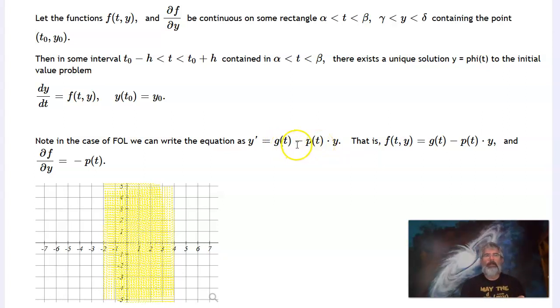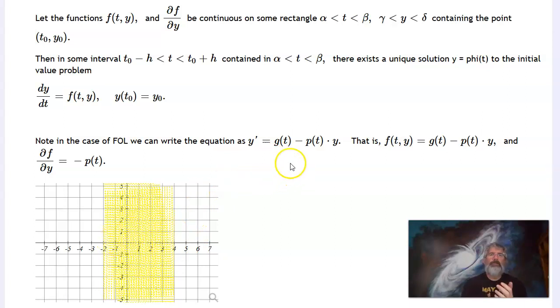So you're looking at something like 3 minus 7y, and the derivative would be whatever the coefficient is in front of the y. So the partial derivative of f with respect to y is just minus p of t. So this function is continuous in the rectangle. I have a picture down here.